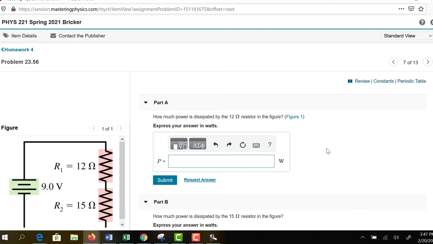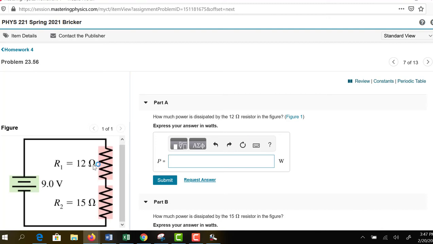Okay, so the very next one, it's another series circuit. R1 and R2 are in series with each other. How much power is dissipated by the 12 ohm resistor? How much power is dissipated by the 15 ohm resistor? So I'll leave it to you to figure out the total current, right? We've done problems like that already today. So once you get the total current, we can solve for the power.